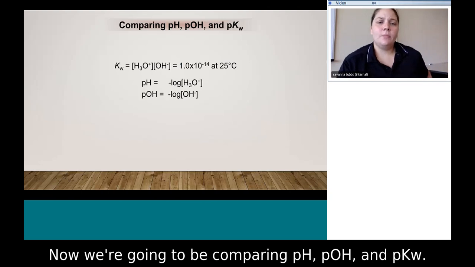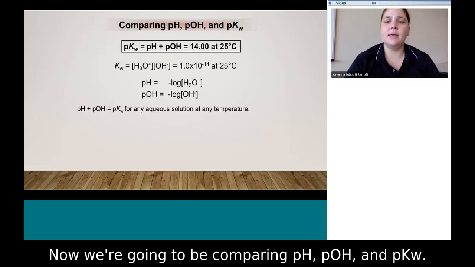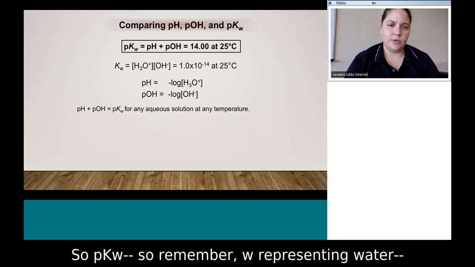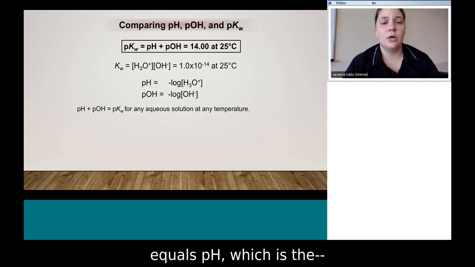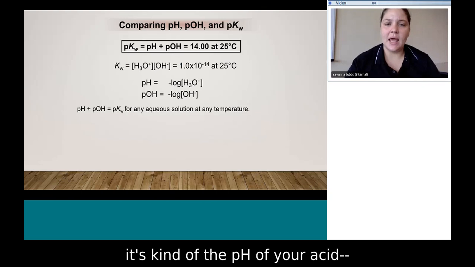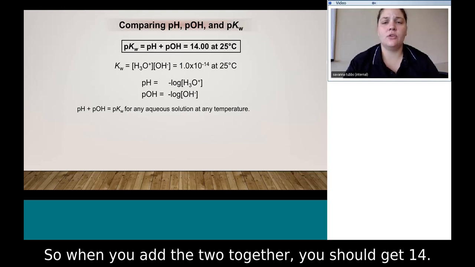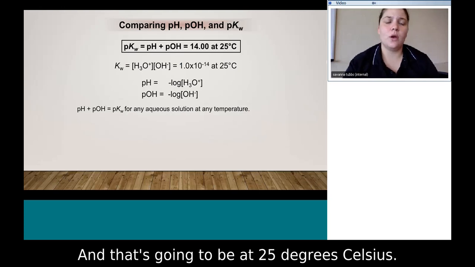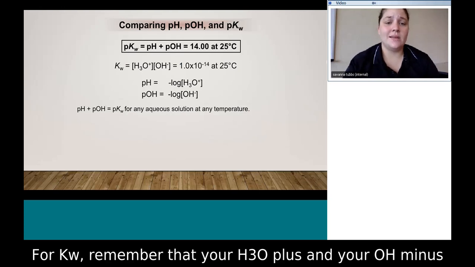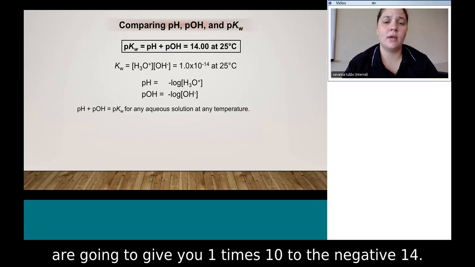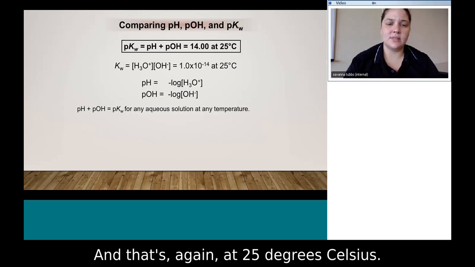Now we're going to be comparing pH, pOH, and pKw. So pKw, remember W representing water, equals pH, which is kind of the pH of your acid, plus pOH, which is kind of like the pH of your base, equals 14. So when you add the two together, you should get 14. And that's going to be at 25 degrees Celsius. For Kw, remember that your H3O plus and your OH minus are going to give you 1 times 10 to the negative 14. And that's, again, at 25 degrees Celsius.